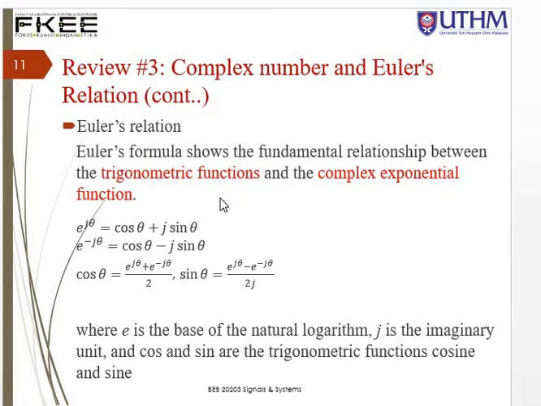This is the Euler formula that you need to know. Exponent j theta equals cos theta plus j sin theta, and exponent minus j theta equals cos theta minus j sin theta. This formula you need to know. You also have another formula: cos theta equals exponent j theta plus exponent minus j theta, over 2. This one is sine.